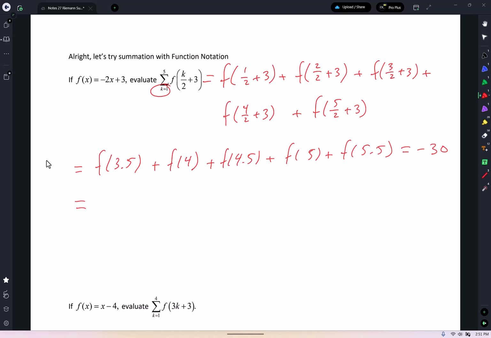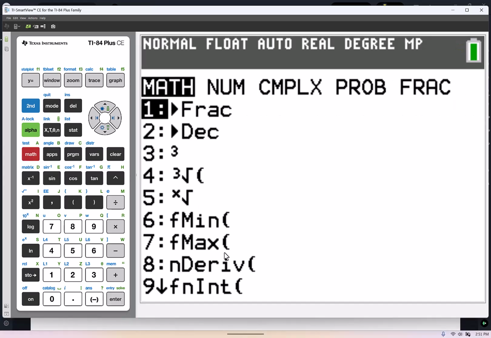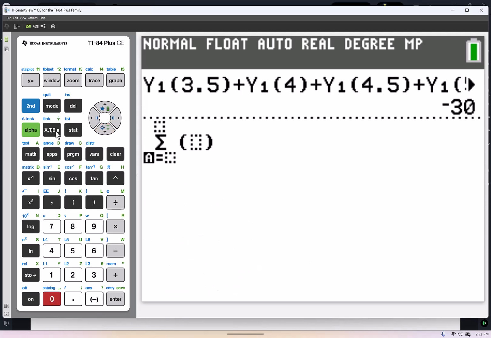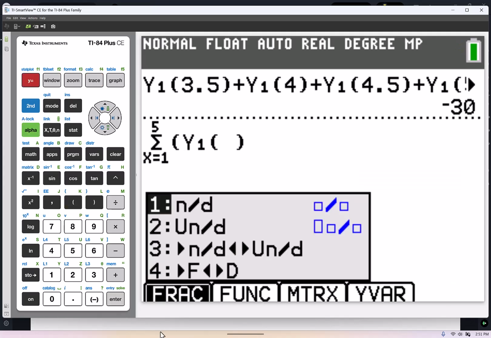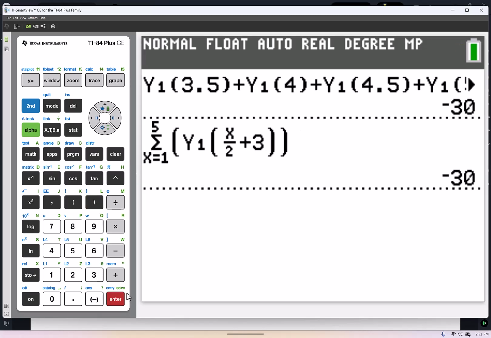All right, guys. This sum. Could I have just typed that in? Yeah. Look, you could have just gone math, number, 0. X equals. Where did it start at? Was it 1? And when did it end? 5. And then you could have just typed this, guys. Alpha trace y1 open parenthesis. Look, I'm going to make it look exactly like that. I'm going to put a little fraction feature here, the x there, a 2 down here, and a plus 3. Look, there's my function right there. F of x, x over 2 plus 3. Close it and push enter.